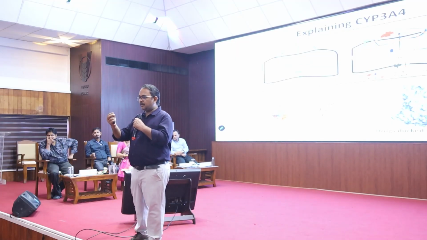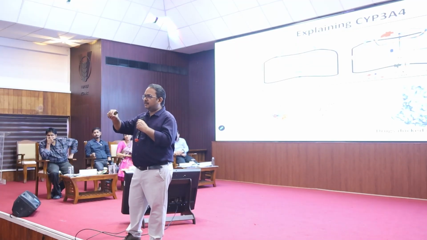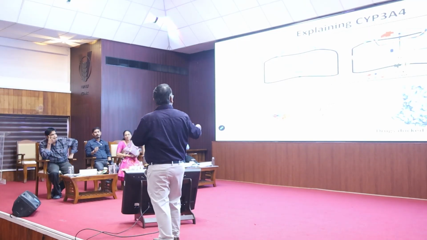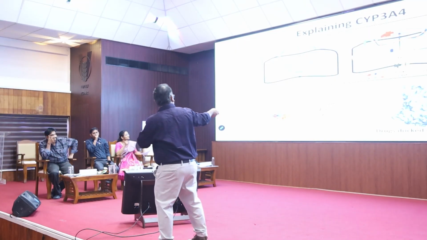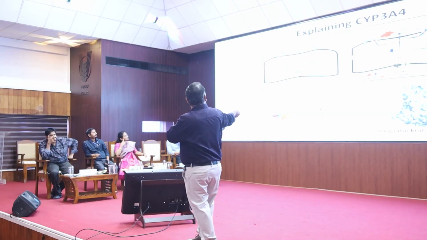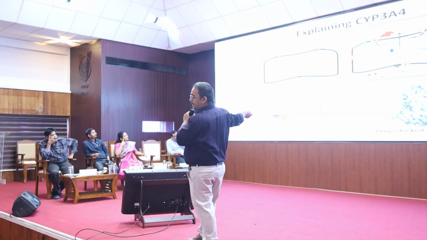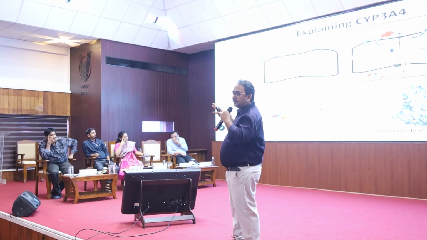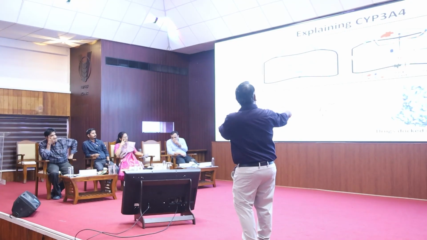The ROS that is generated, let's say the ROS is generated here, look at this. Now you have a ROS generated here, at this point, at the heme center. This is a simplified version of the enzyme. This is the whole enzyme. One second.